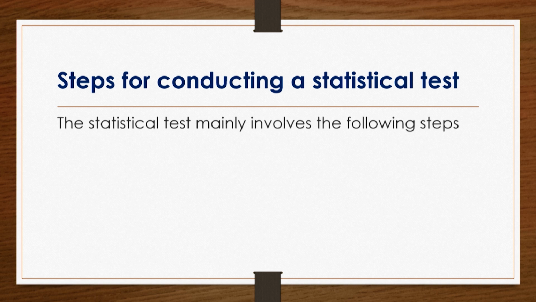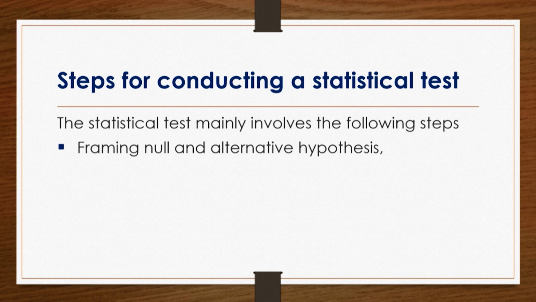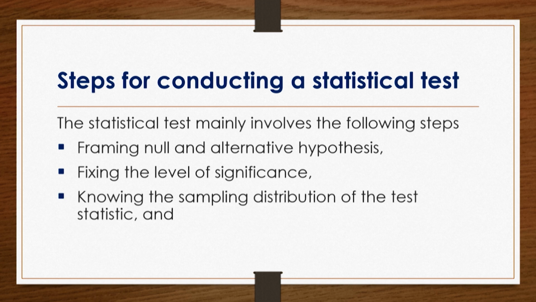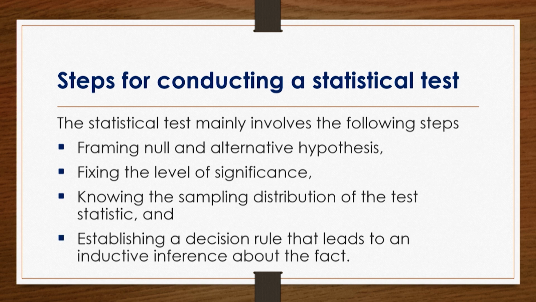Steps to conducting a statistical test. The statistical test mainly involves the following steps. Framing the null and alternative hypothesis is the first step. The second step is fixing the level of significance and knowing the sampling distribution of the test statistic, and finally we establish a decision rule that leads to an inductive inference about the fact. These are the 5 principal steps we have to follow for any statistical test.